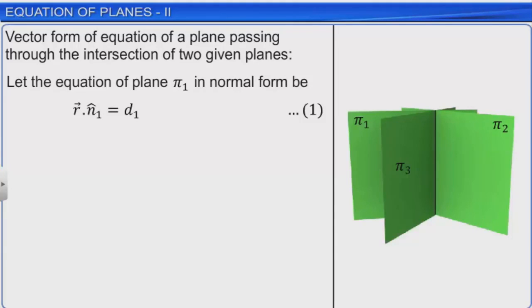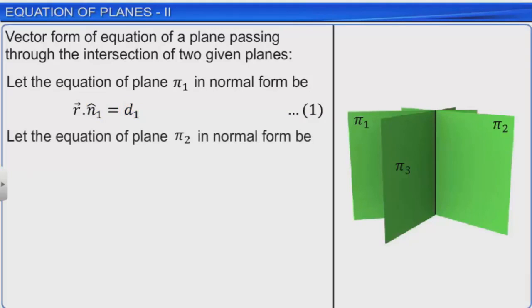Here, vector r is the position vector of a point on the plane. Vector n1 is the unit vector along the normal to plane pi1, and d1 is the distance of plane pi1 from the origin. Also, let the normal form of the equation of plane pi2 be given by equation 2. Let A be any arbitrary point with position vector A on the line of intersection of planes pi1 and pi2.